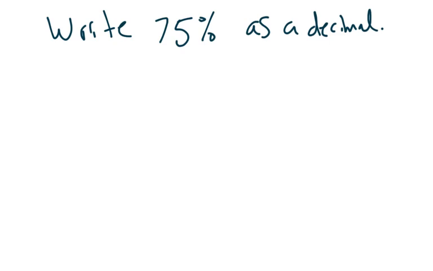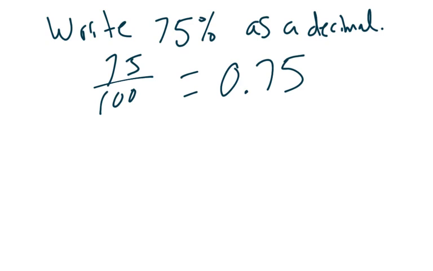Okay, another one similar is write 75% as a decimal. Well, percentages are out of 100. So this is the same as 75 over 100, which is 75 hundredths, which as a decimal is 75 hundredths. Okay, so that one's pretty easy too.